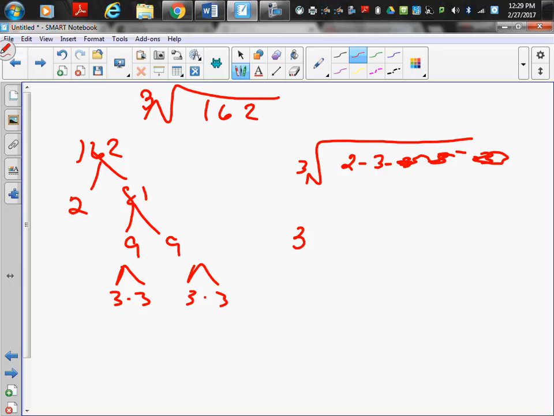So what do I have left underneath it? 2 and 3. So what's 2 times 3? 6. So you multiply together what's left underneath it, and you're finished. Now, if you put the cubed root of 162 in your calculator, it's going to give you a decimal. If you get a decimal, then you know you have to go back and figure it out using your prime factorization.